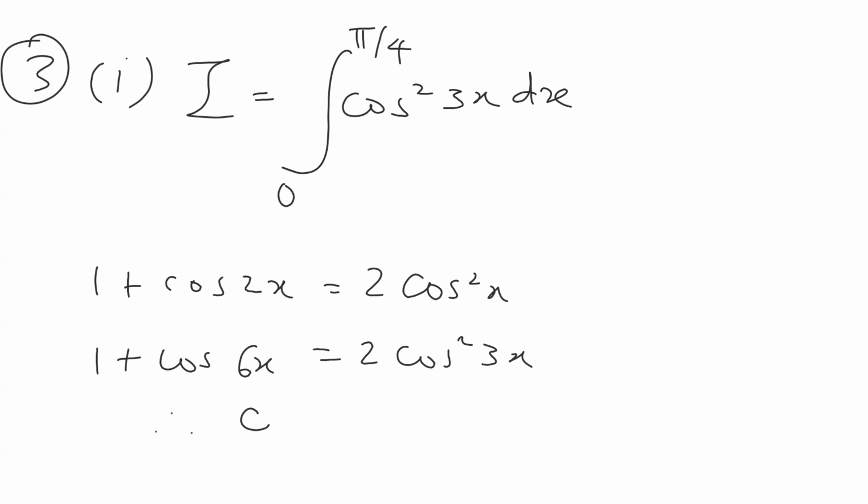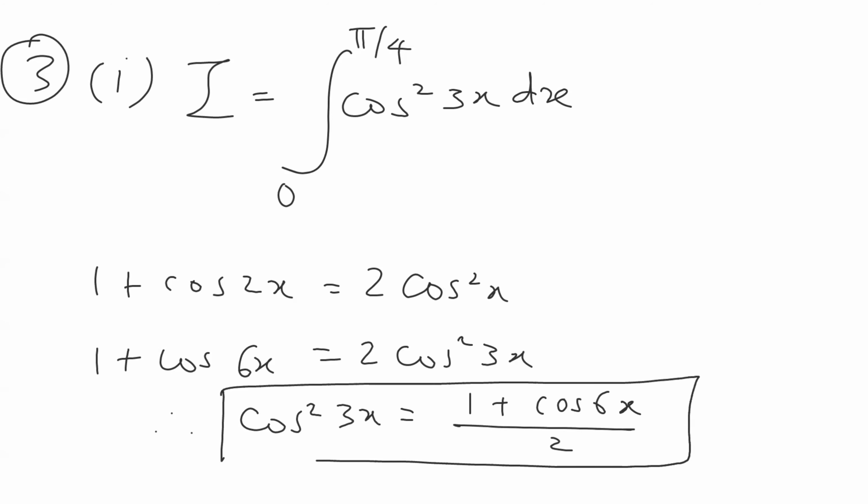Therefore, cos square 3x is equal to 1 plus cos 6x upon 2. We got the value of cos square 3x. So I'm going to replace this with 1 plus cos 6x upon 2. Should I go to the next slide?